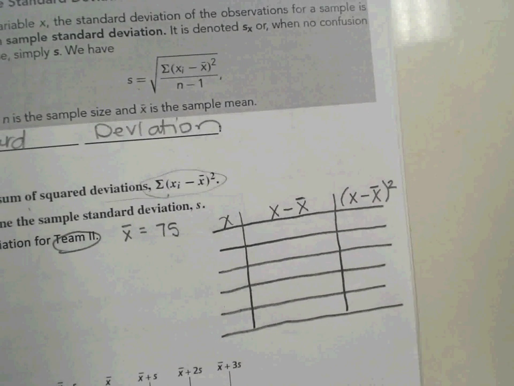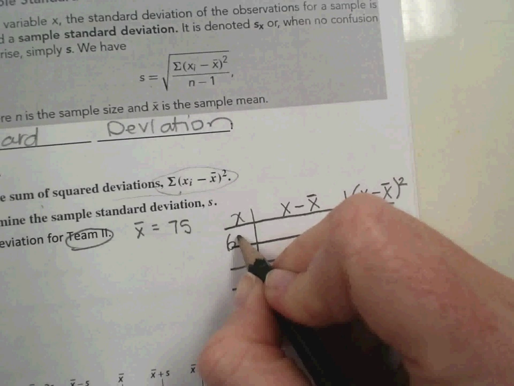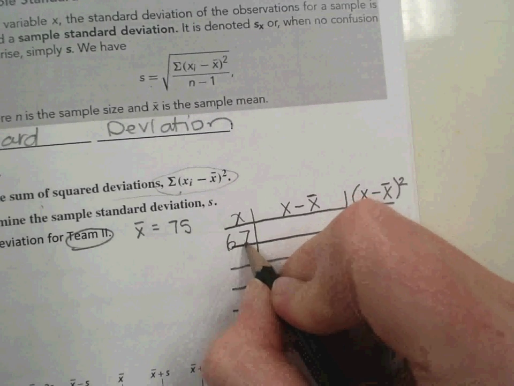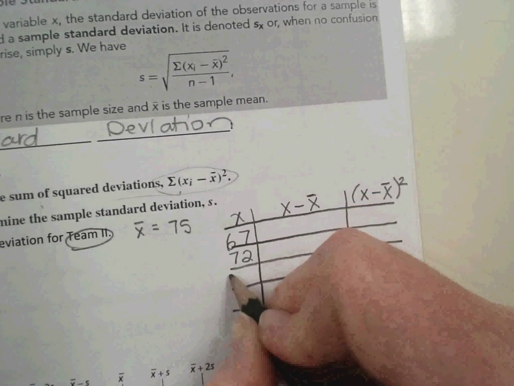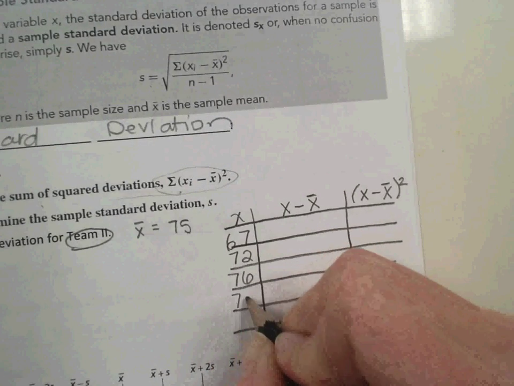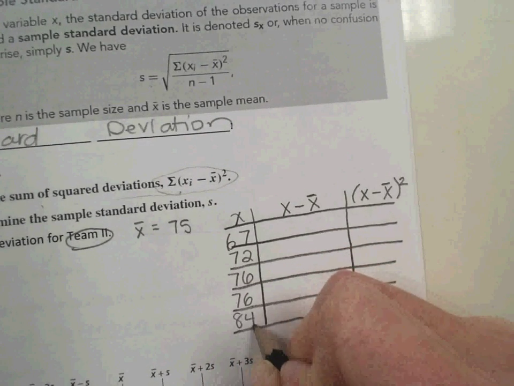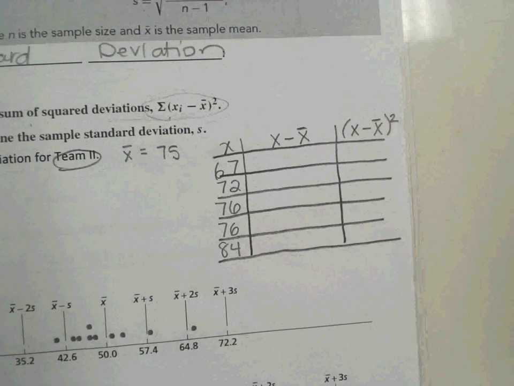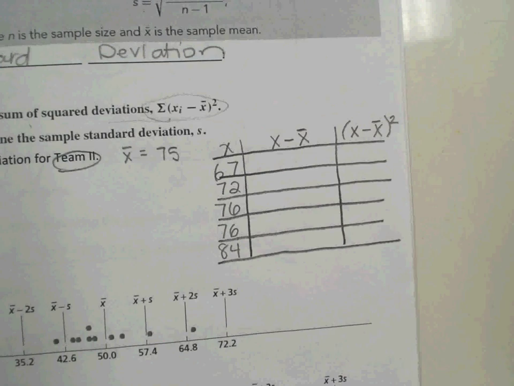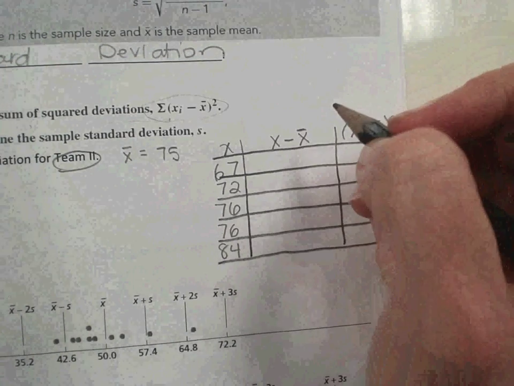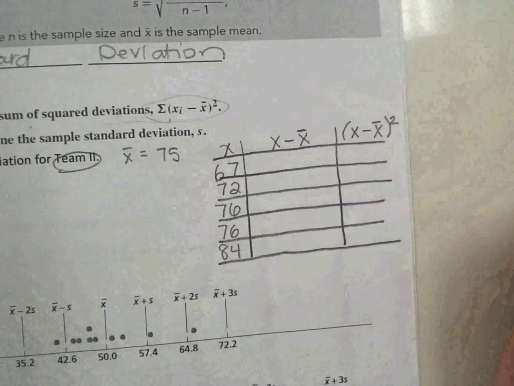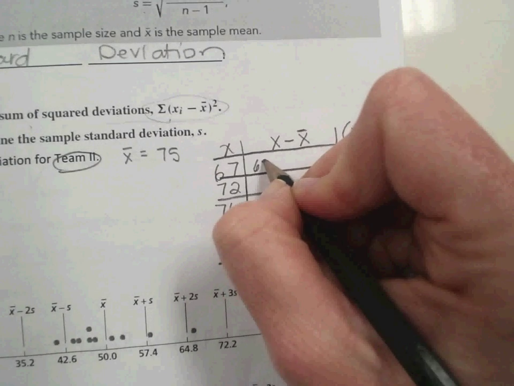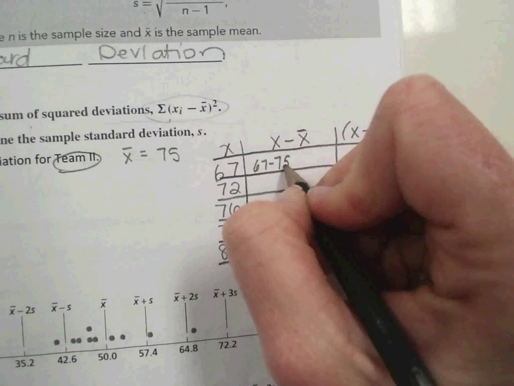So we just need to write in our heights. 67, 72, 84. And then we subtract the mean from each of our X values. 67 minus 75.